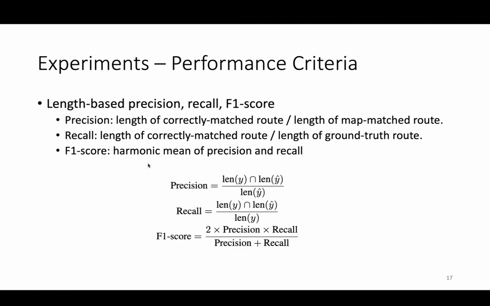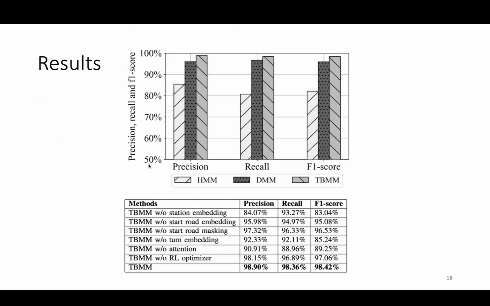For the metrics, we use precision, recall, and F1 score. It should be noticed that they are all length-based rather than pairwise-based. We compare our turn-based matching with HMM, the hidden Markov model, which is a probability-based model, and DMM, deep matching, which is a neural network-based model. The results show that our model outperforms those baseline models.